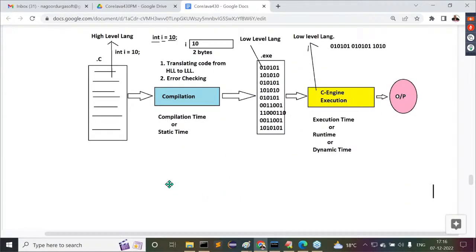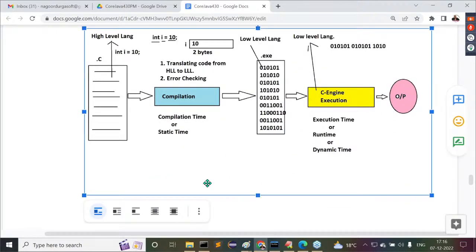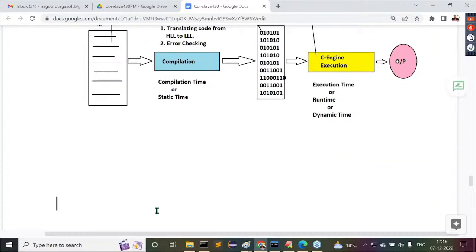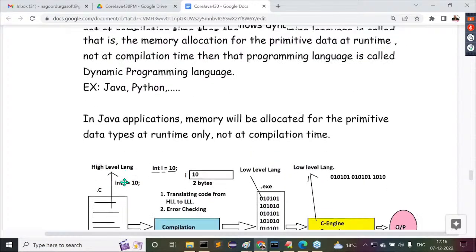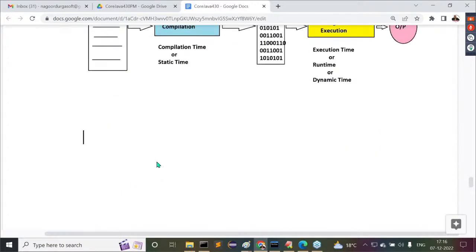Okay, fine, good, nice. So this is about static memory allocation, and next one, dynamic memory allocation. Yes, sir. Clear or not? Okay, fine. This is the very first difference.